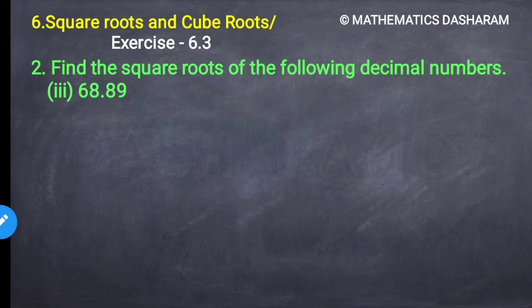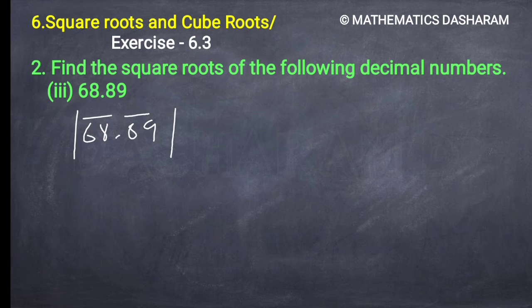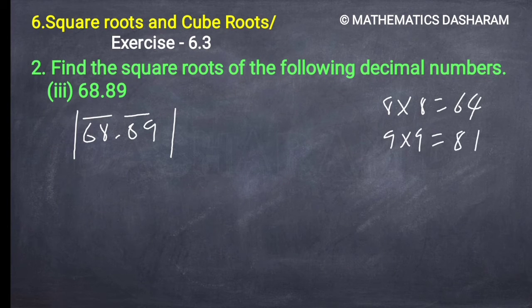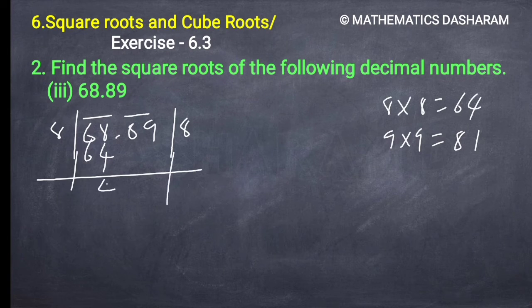Next, third question is 68.89. So 68 is one pair, 89 is the second pair. 8 eights are 64, 9 nines are 81, so 64 is suitable. 8 into 8 is 64, so the remainder is 4.